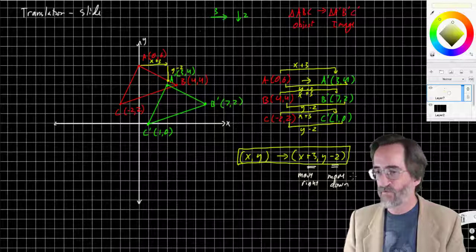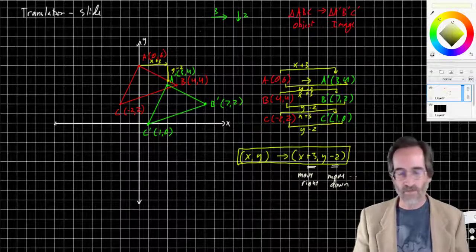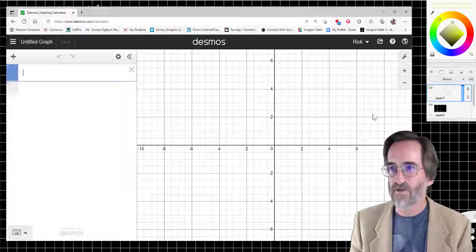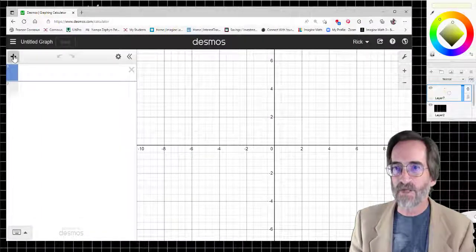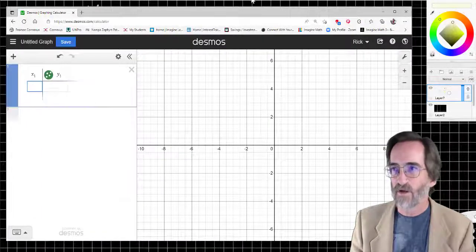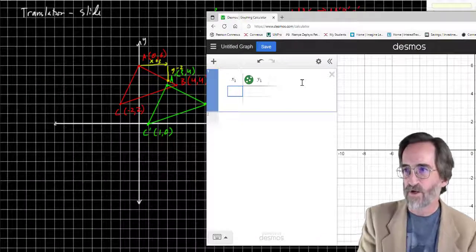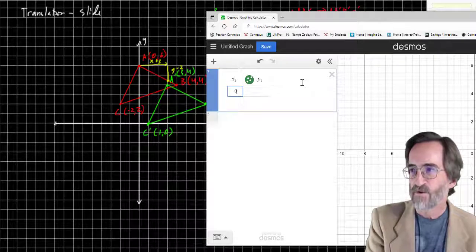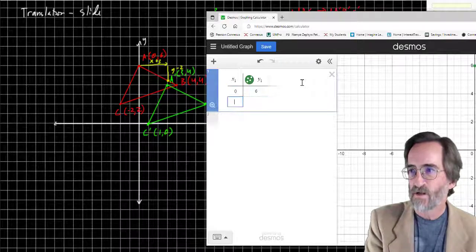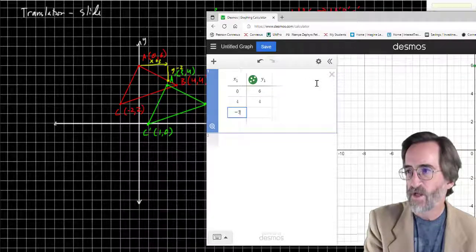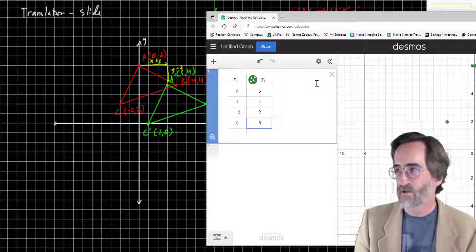Now I want to explore this just a little bit in Desmos, because Desmos is really kind of cool the way it operates on this. So I'm going to put in a table the coordinates that I listed for the red triangle ABC. So A is (0, 6), B was (4, 4), and C was (-2, 2). And then I'm going to put in (0, 6) again to close it.